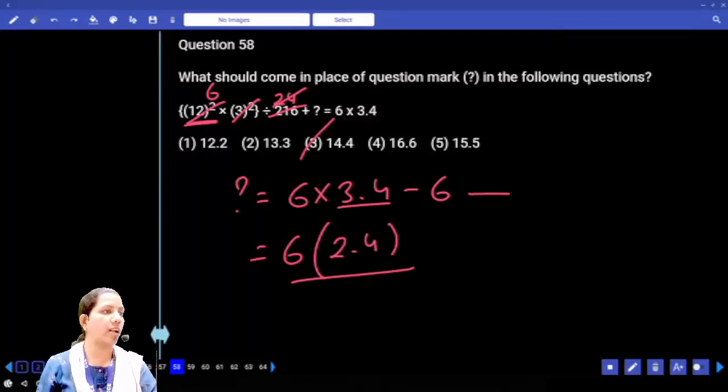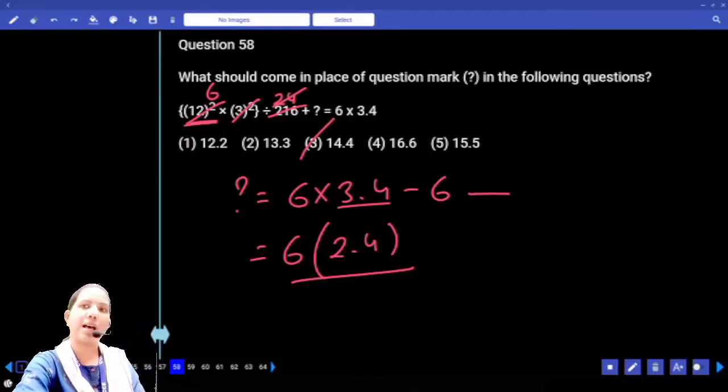24 6 are 144. 12 table. 12 6 are? Then 24 6 are? 12 6 are 72. 24 6 are? Double, you wrote it, right?